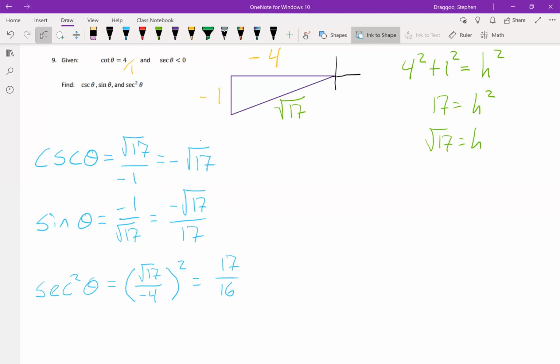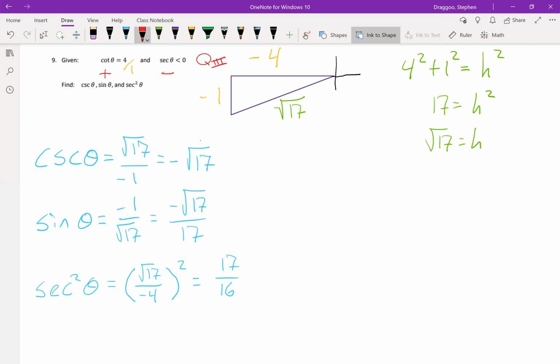Number 9, we're given that cotangent is positive while secant is negative. This having the same effect as tangent being positive and cosine being negative, we must be in quadrant 3. So I was told that cotangent is equal to 4, but I like having fractions when I set up these reference triangles. So I'm going to change 4 to be 4 over 1, so I can have my adjacent side be 4 and my opposite side be 1.